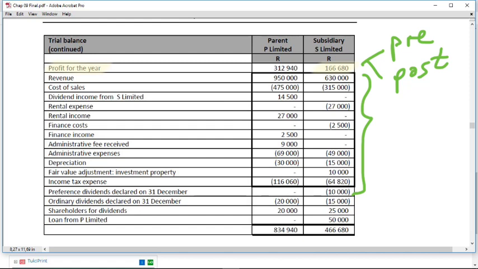Then there was a preference dividend declared by the subsidiary of 10,000 Rand at the end of the year, and also an ordinary dividend declared by the subsidiary at the end of the year as well. Please note that because it's only declared, you have this line item, shareholders for dividends, also included in your trial balance now. The dividend was not yet paid at reporting date.